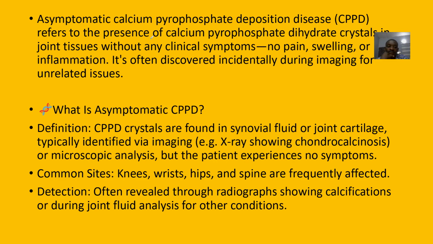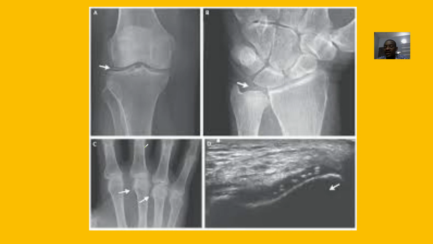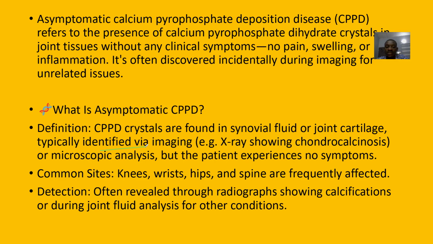You understand? So definitions, first of all, you should know that these calcium pyrophosphate deposition crystals are found in synovial fluid or joint cartilage. Typically you identify them via x-rays, or microscopy analysis. Do you understand? But we are saying it is asymptomatic simply because the patient is not showing any symptoms. The patient is not complaining about anything.